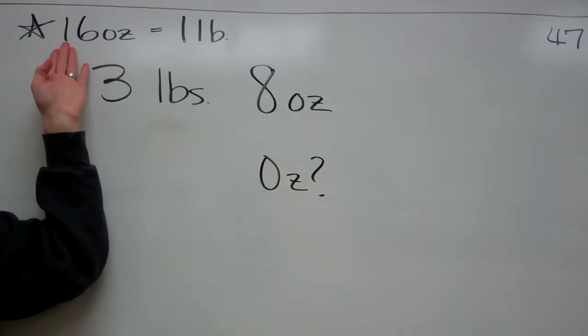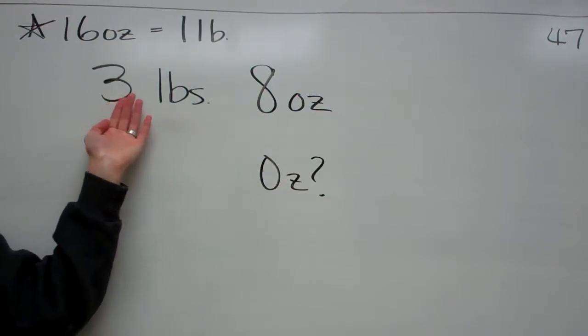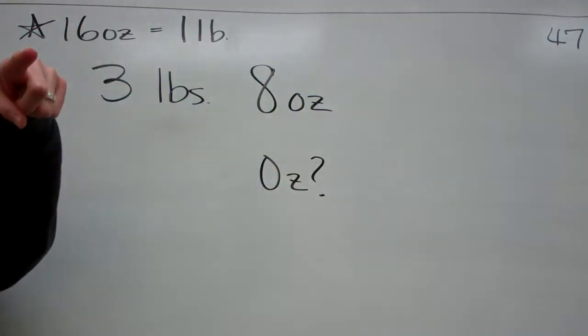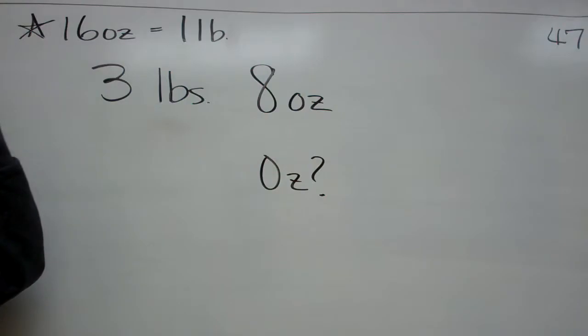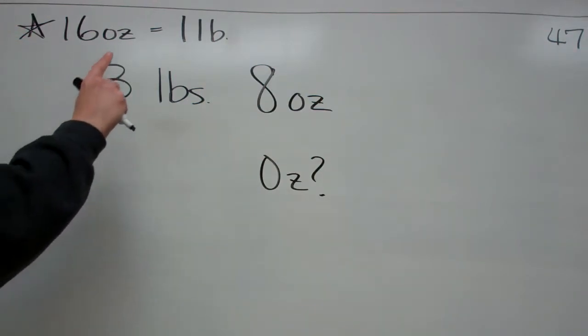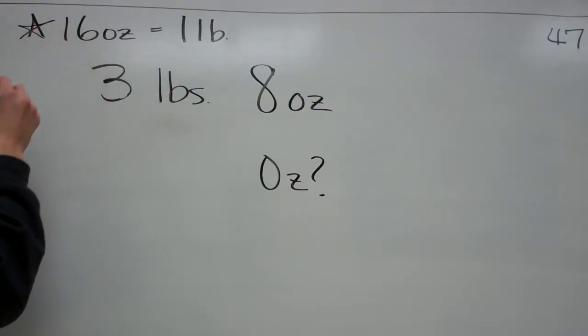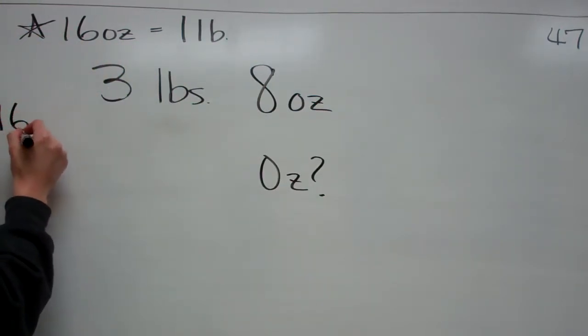What am I going to do to answer this? What was the question? How many ounces does it weigh? We know that it weighs 3 pounds and 8 ounces. What am I going to do? 3 times 16. Why? Because there's 16 ounces in 1 pound, and there's 3 pounds. So I want to do 16 ounces times 3.